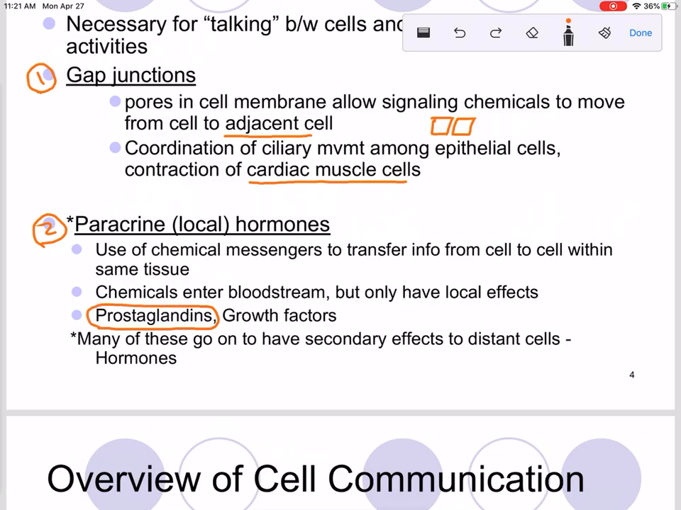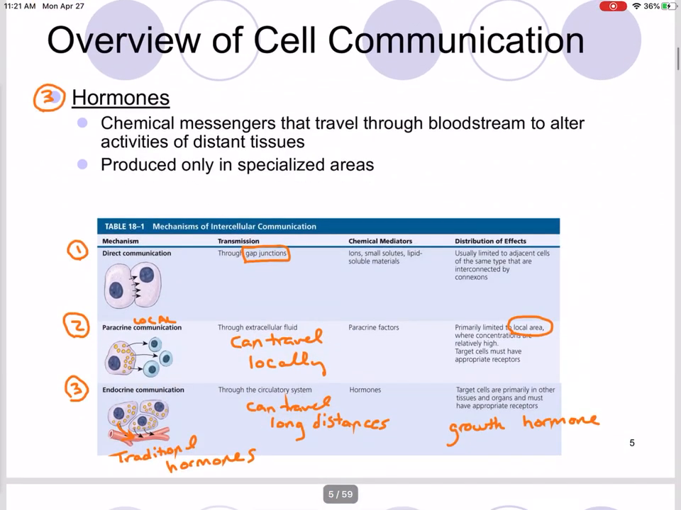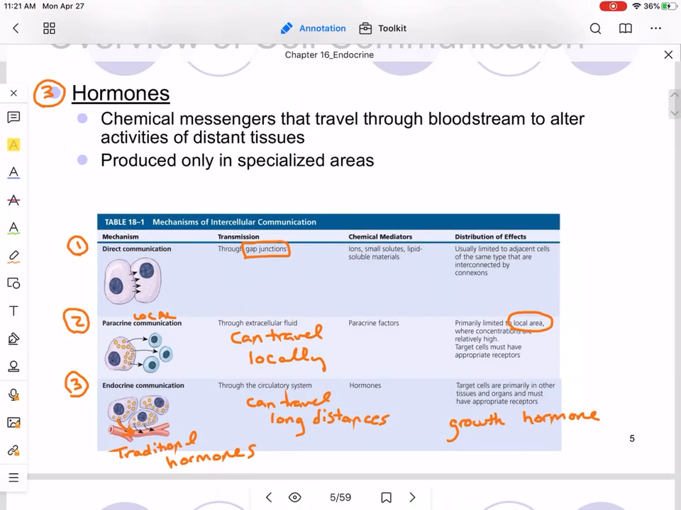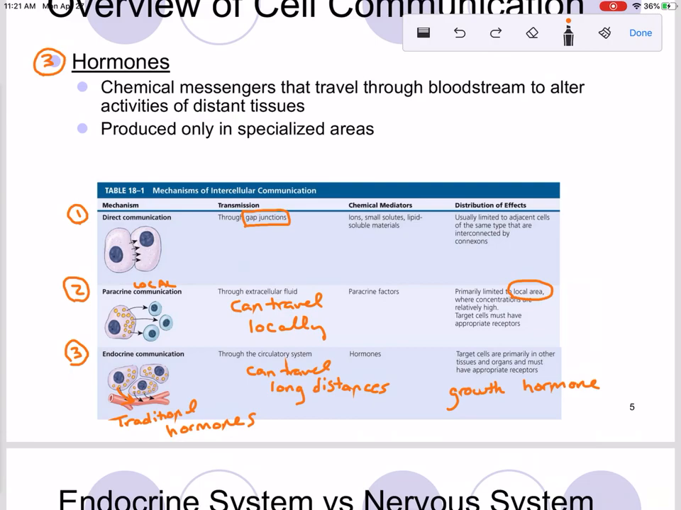Let me go back up and think of some examples. Probably some of the best examples would be prostaglandins. We'll talk about these later. But when you think of an example of a local hormone, let's have that be our example. And we're going to talk about those more later. But let that be an example.